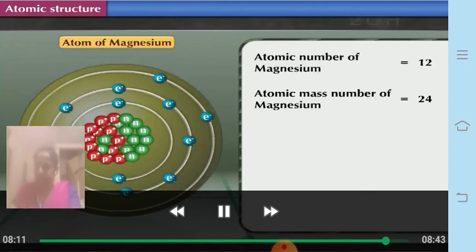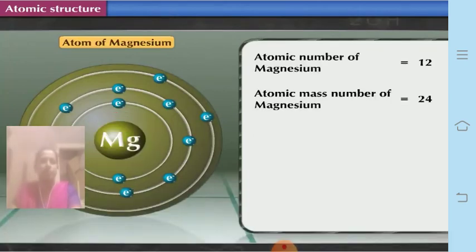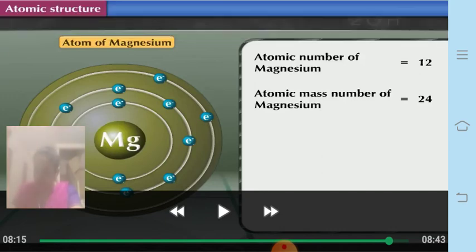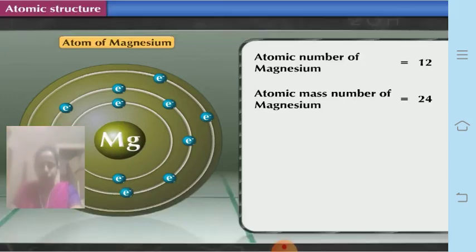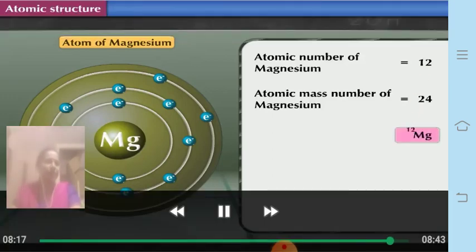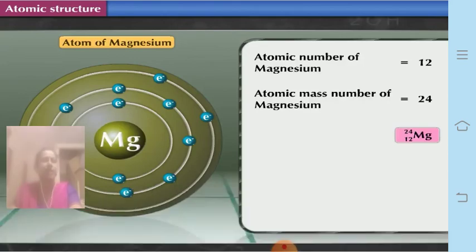So the question over here is, how will you show magnesium by the conventional symbol? It is very simple. Here it is given that the atomic number of magnesium is 12 and the atomic mass number of magnesium is 24. So in the conventional method we can represent magnesium with 12 and 24.